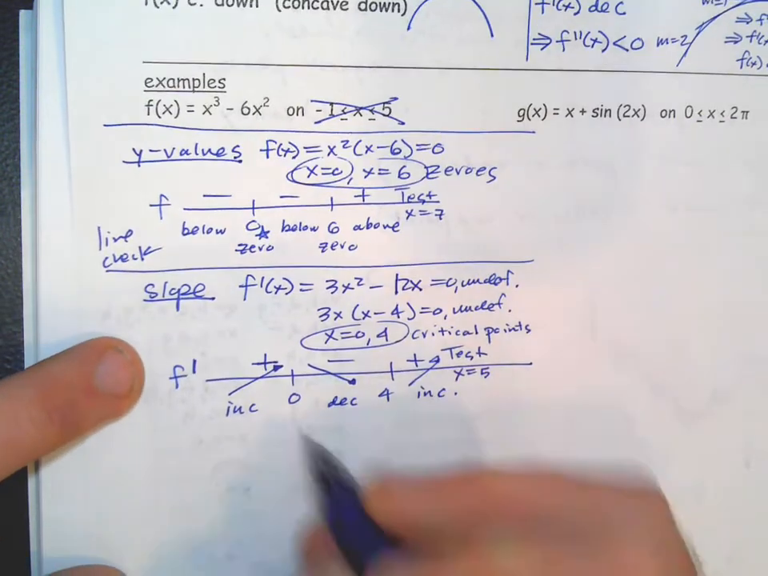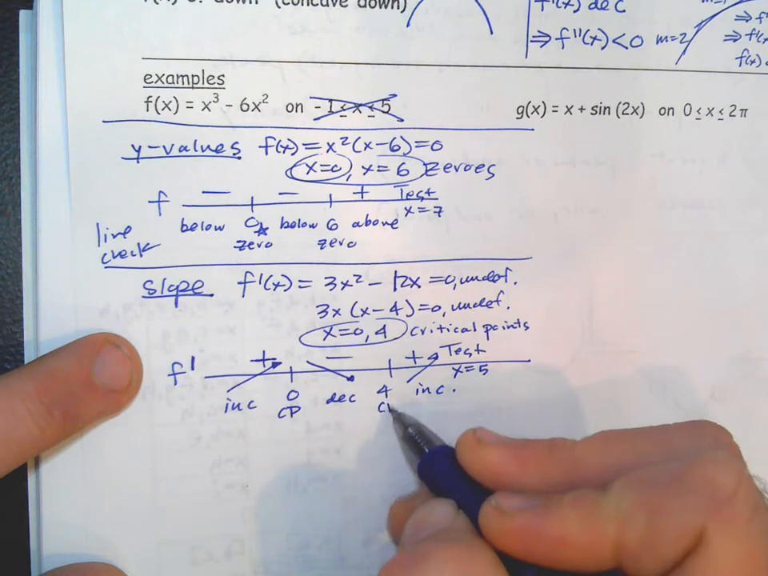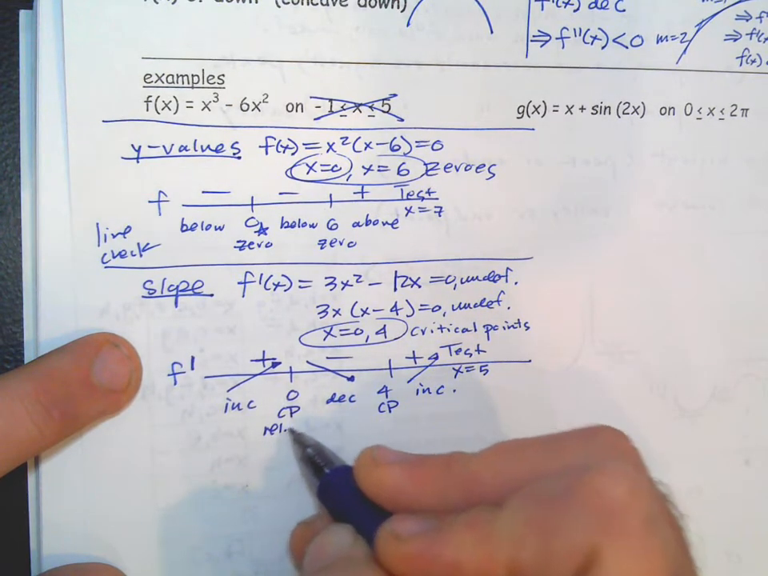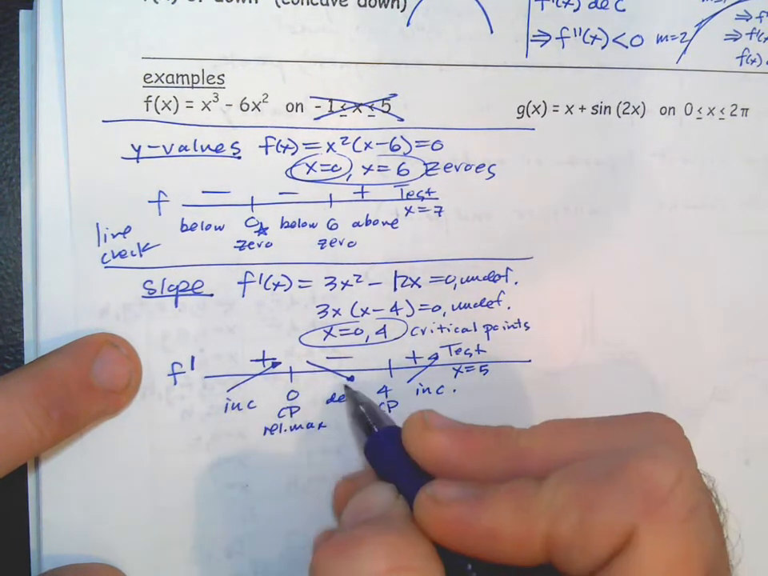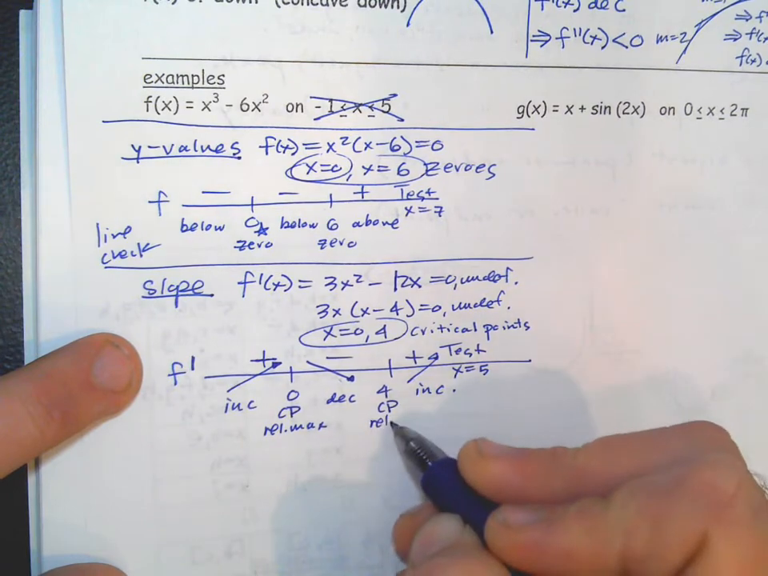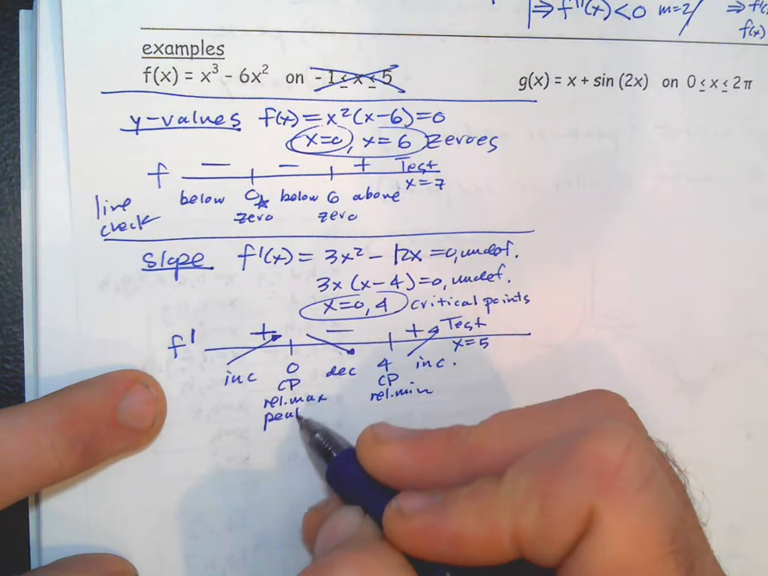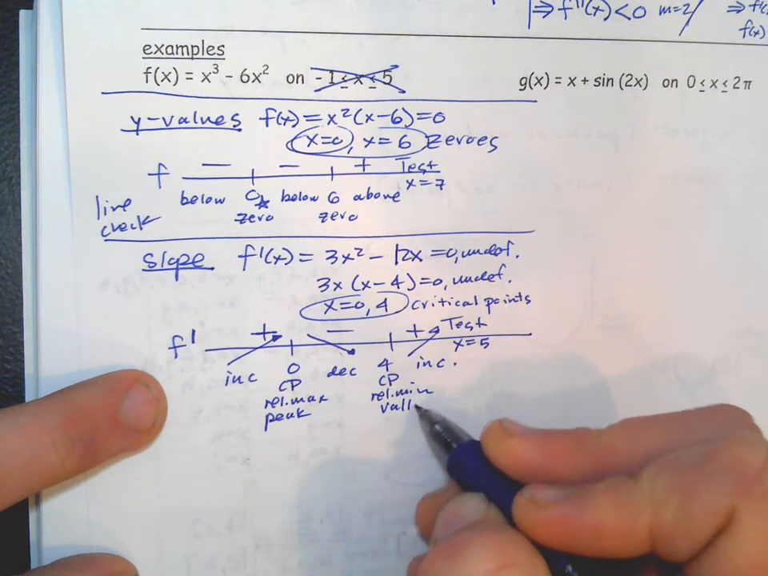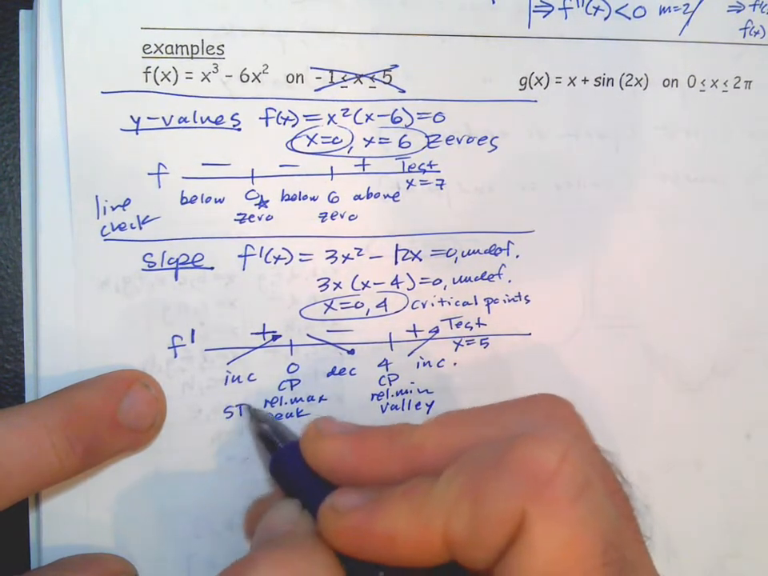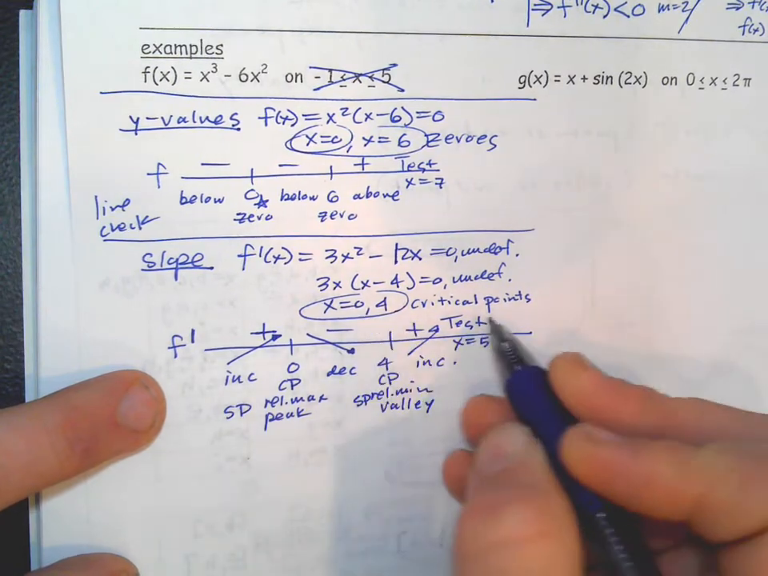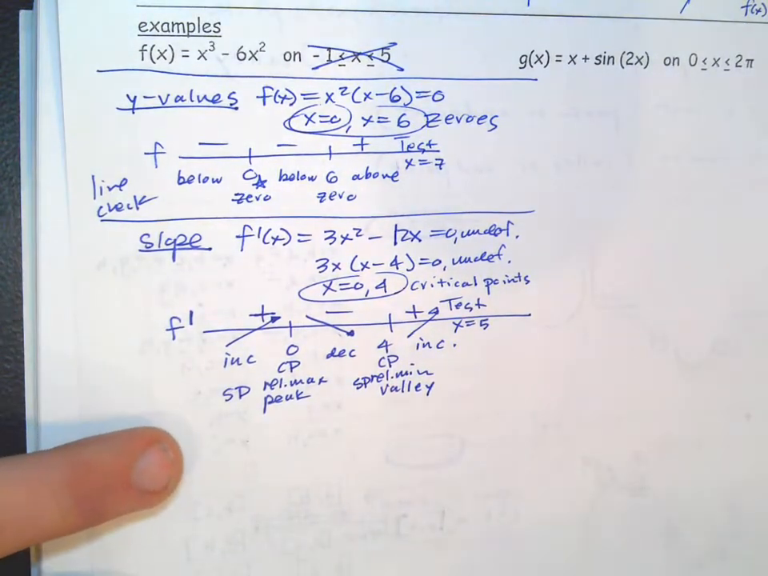You can also, these are critical points. You can also identify really quick that this is a relative max, and you can see the peak. And then you can see the relative min here, right? It's a peak, it's a valley. In fact, these are also stationary points, right? Because they came from 0 specifically. So there's a lot of information we get from here.